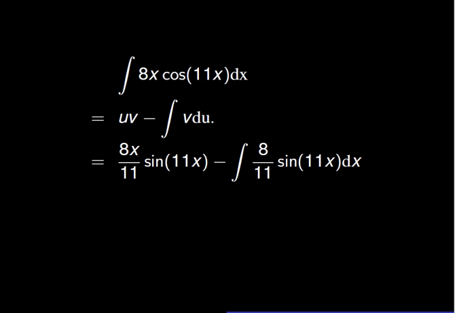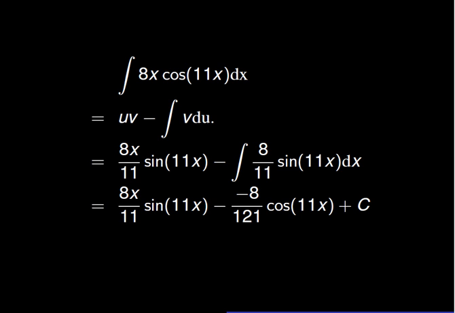du. When we replace u, v, and du by their corresponding values, we see that the integral of 8x times cosine of 11x dx is equal to the fraction 8x over 11 times sine of 11x minus the integral of the fraction 8 over 11 times sine of 11x dx.